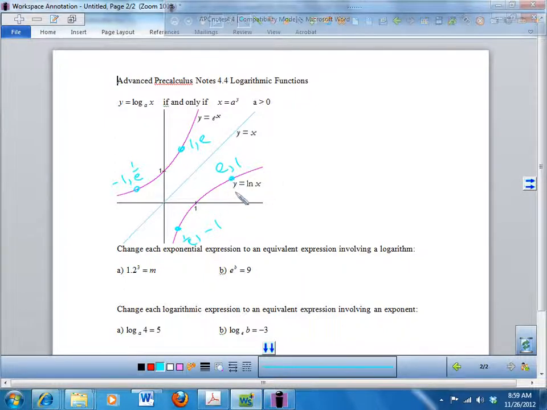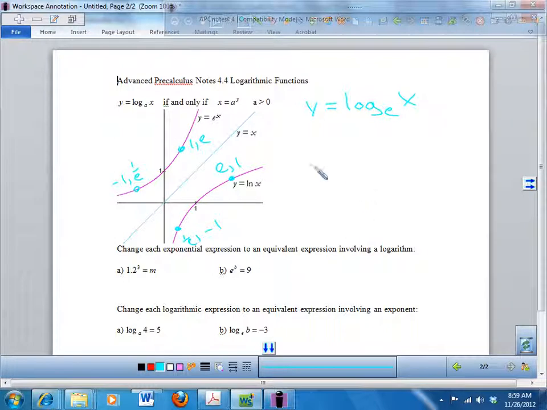So this is the natural log function. ln means natural log, and this is e to the x. So natural log is used as the inverse of e to the x. When you do a natural log, what it really means is y equals plain old log base e of x.